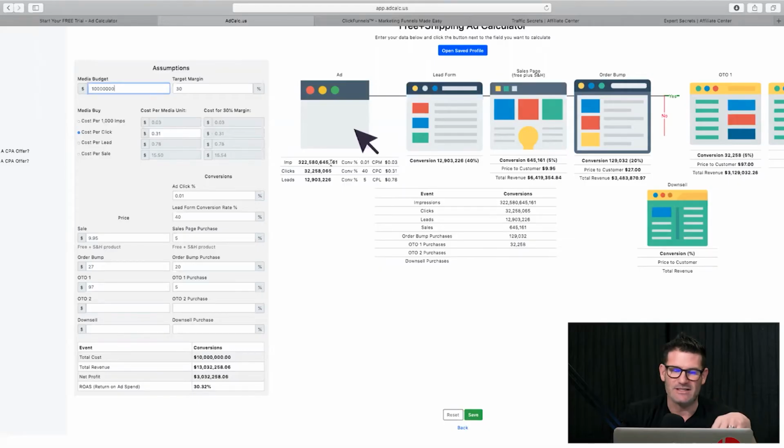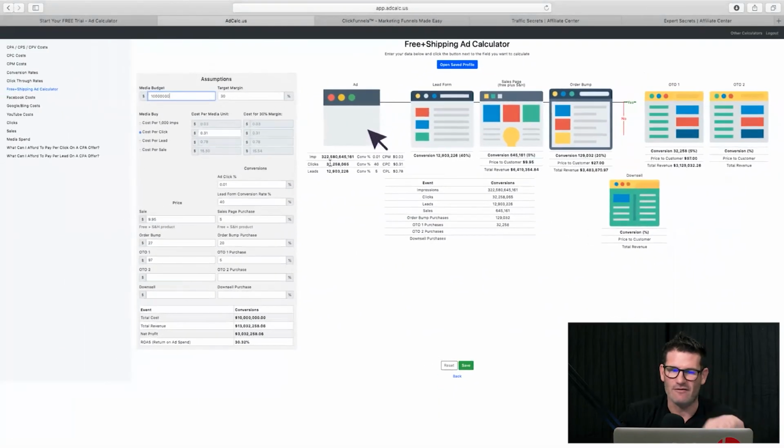So, guys, this tool is amazing. I love it. And I'm going to continue building it out for different types of media buys. If you guys want me to put a certain model onto this ad calculator, let me know and I will do it. I'll work it out and then I'll put it into this system.